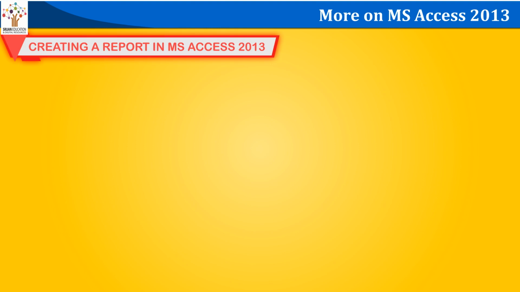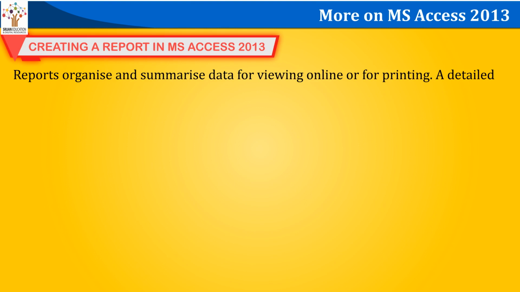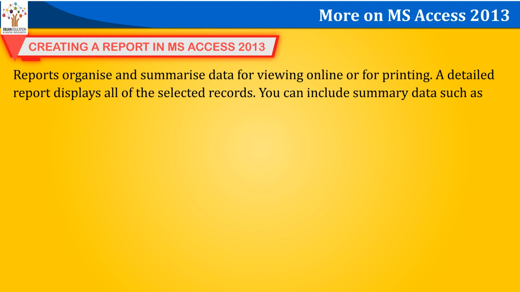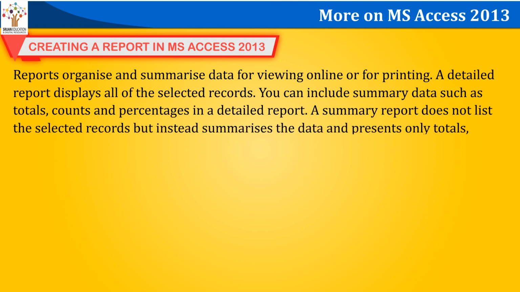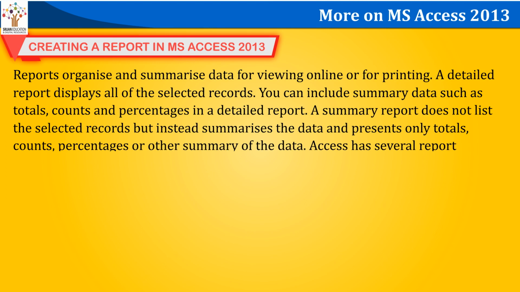Creating a report in MS Access 2013. Reports organize and summarize data for viewing online or for printing. A detailed report displays all of the selected records. You can include summary data such as totals, counts and percentages in a detailed report. A summary report does not list the selected records but instead summarizes the data and presents only totals, counts, percentages or other summary of the data.